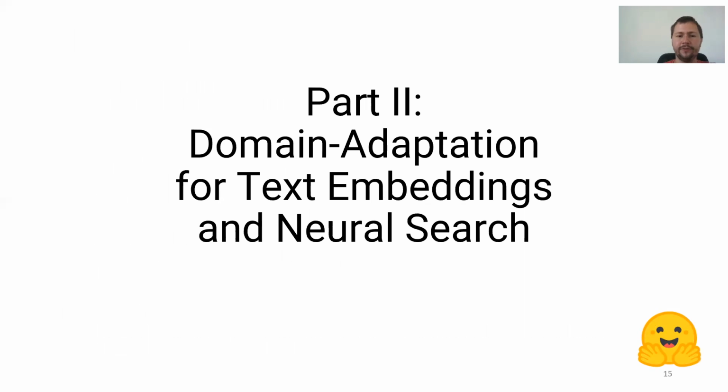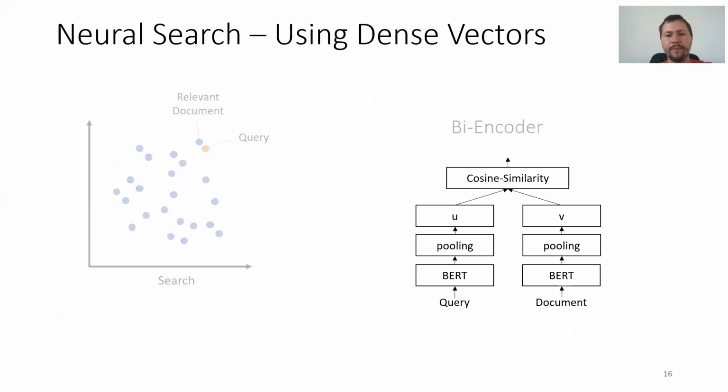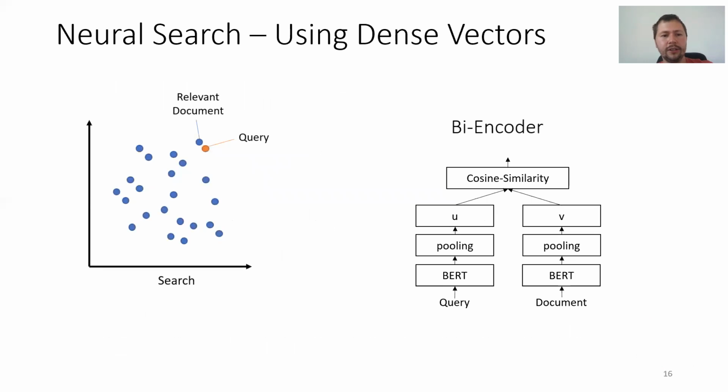In the second part of the talk, I would like to talk about domain adaptation techniques, specifically for text embeddings and for neural search. I would like to start with an introduction into neural search and different architectures you can use to do search using neural networks, primarily transformer networks.